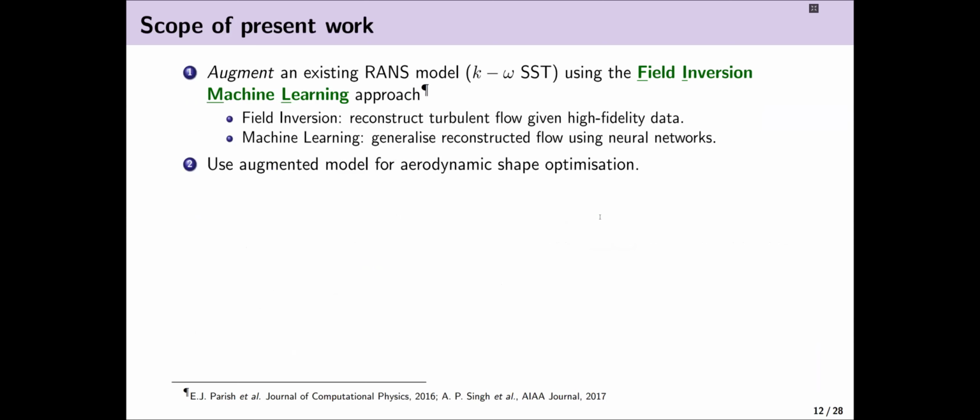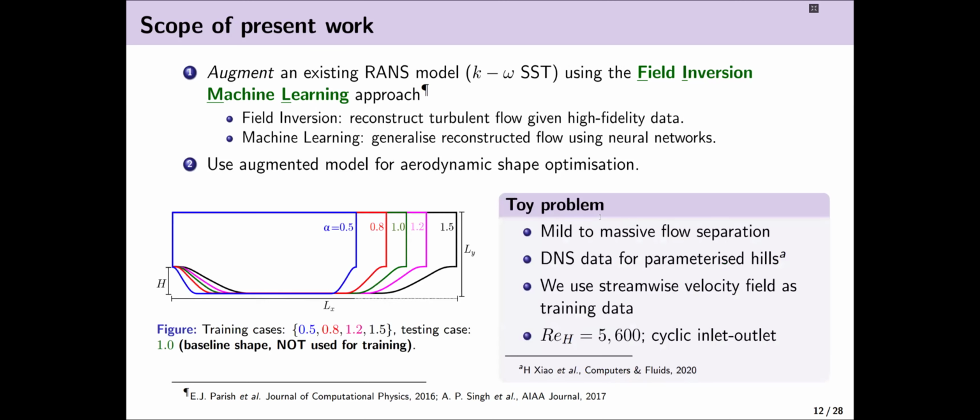So we're going to use the field inversion machine learning approach, which has two steps. First part is field inversion, which we've already seen. So that's reconstructing the turbulent flow given some data. And then machine learning is to kind of generalize the field inversion results, so we can use what we've learned for unseen geometries and unseen cases. And then we use that to perform shape optimization.